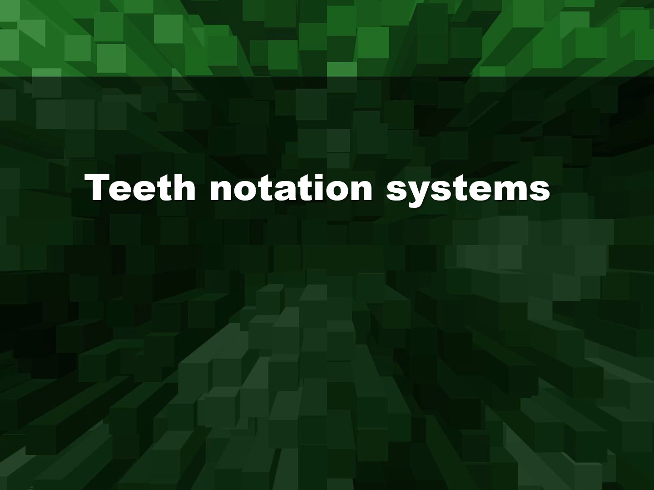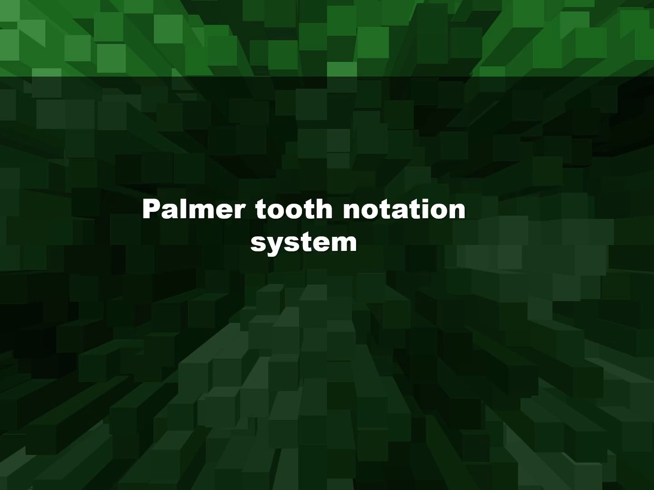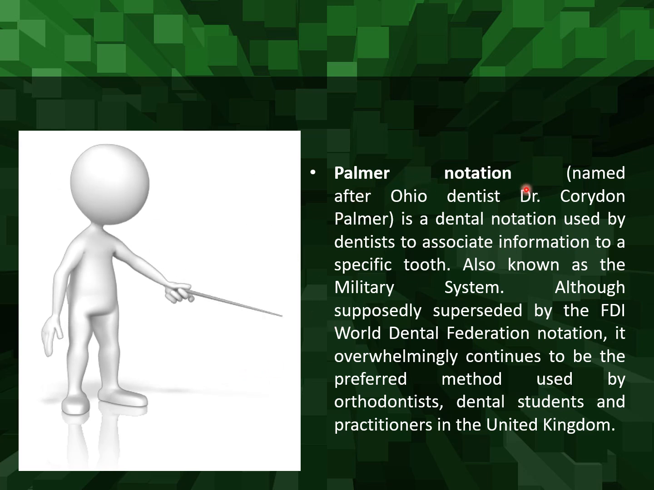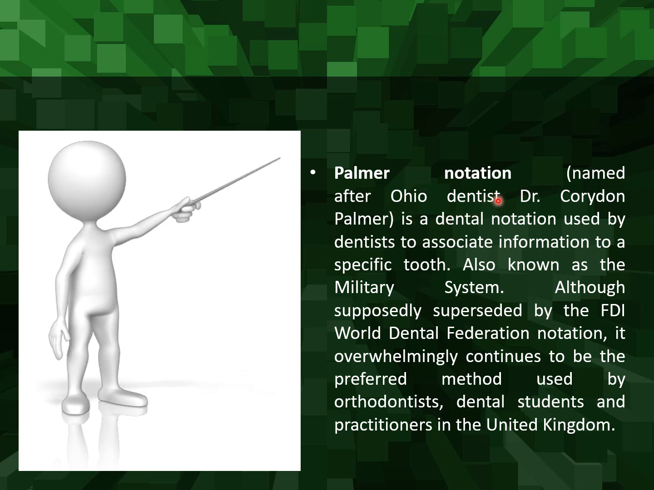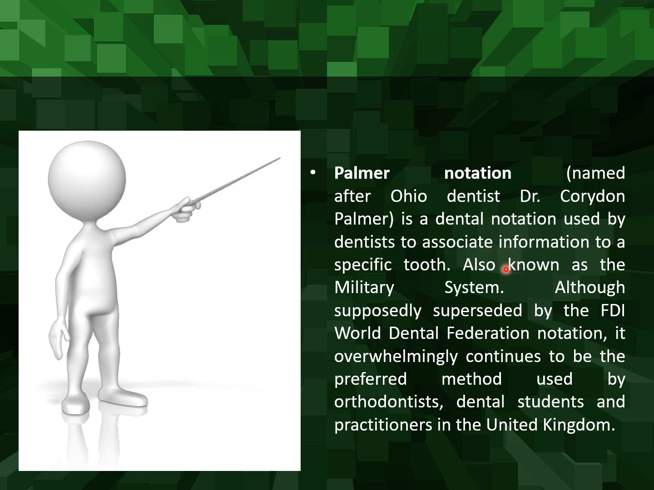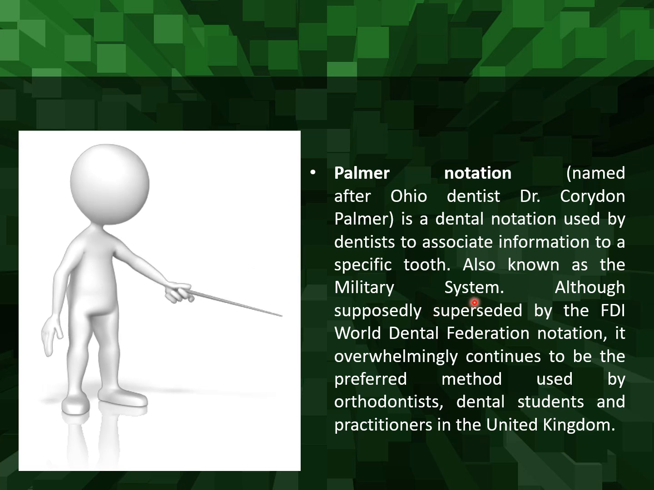And now let's talk about teeth notation systems. First one is the Palmer tooth notation system. Palmer notation, named after Ohio dentist Dr. Corydon Palmer, is a dental notation used by dentists to associate information to a specific tooth, also known as the military system.